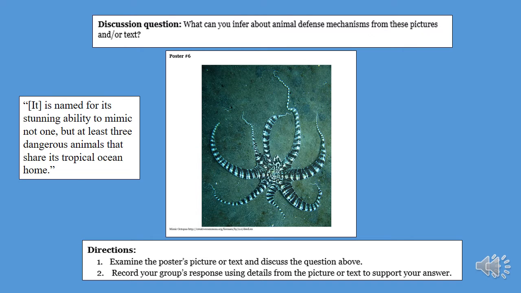This is a picture of a mimic octopus. It is named for its stunning ability to mimic or copy not one, but at least 3 dangerous animals that share its tropical home. I want you to think about how looking like a dangerous animal would help this animal survive. Think about that.